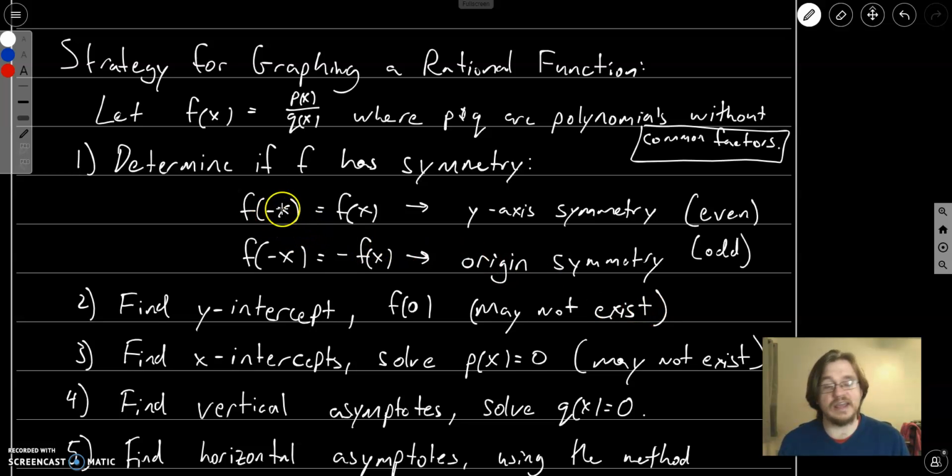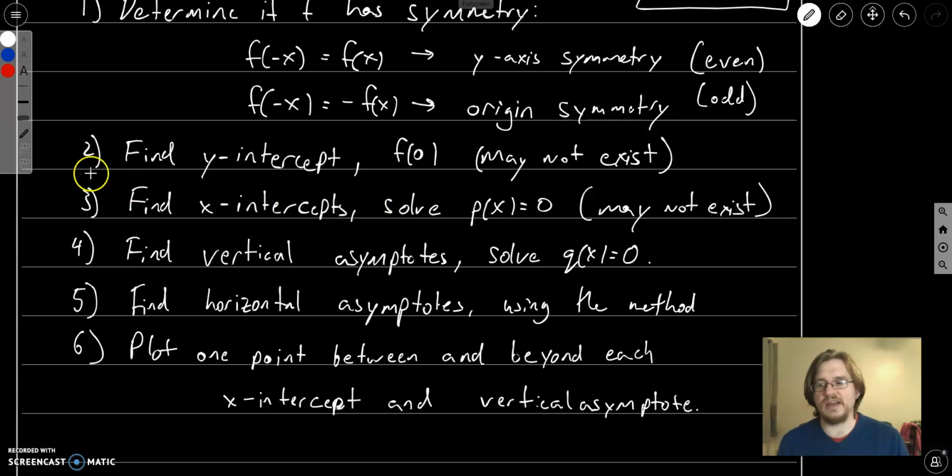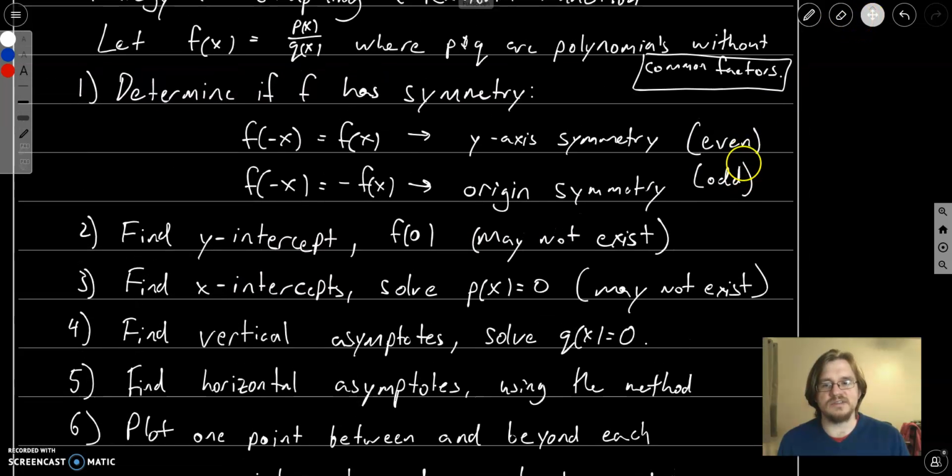Again, to check this, you plug negative x into the function and see what you get. If you get the original function back, it's an even function. If you get the negative of the original function, we have symmetry about the origin. So that's the first step, see if there's any symmetry. The next two are, again, things that we've been doing already, finding y-intercepts and finding x-intercepts. The y-intercept is where the function crosses the y-axis, which we find by plugging in x equal to 0. When we're finding the x-intercepts, we want to know when the function is equal to 0.